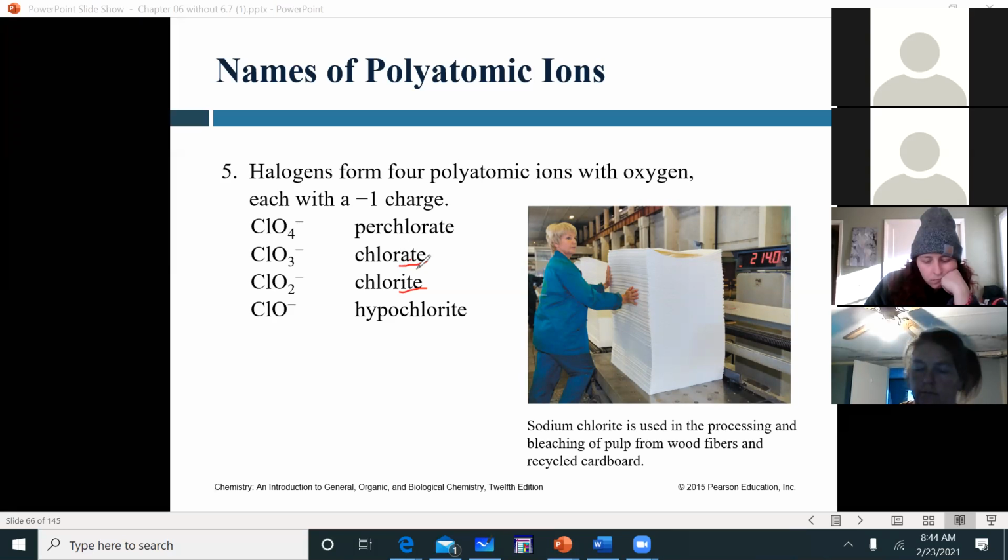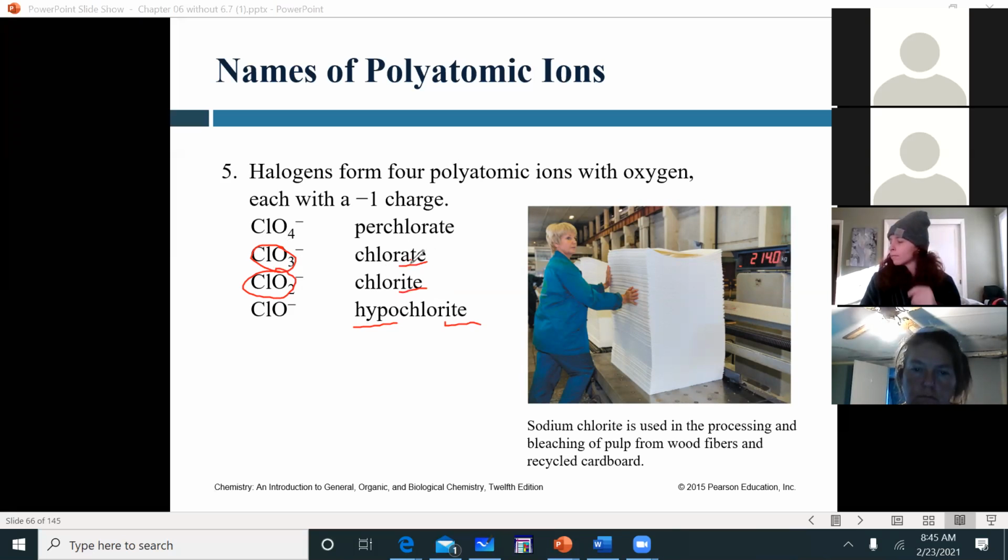So I took my chlorate, I dropped an oxygen to become chlorite. If I drop one more oxygen, see this has three oxygens, this has two oxygens. What if we dropped it to one oxygen? I would call it hypochlorite. I would keep the ITE and I'd put hypo in front of it. Hypo is under, right? Like hypoglycemic.